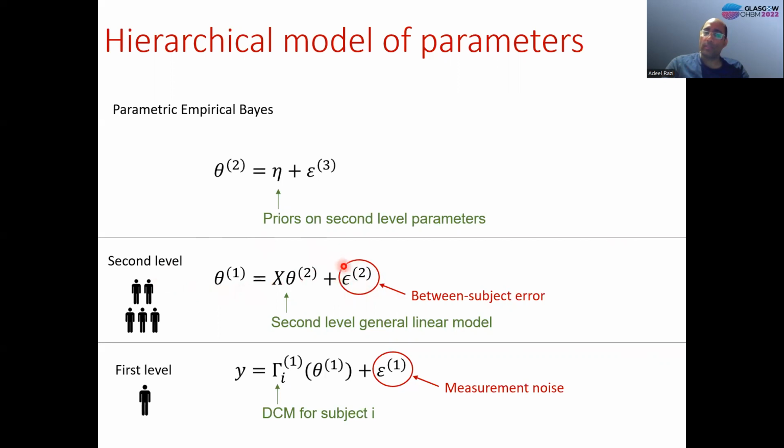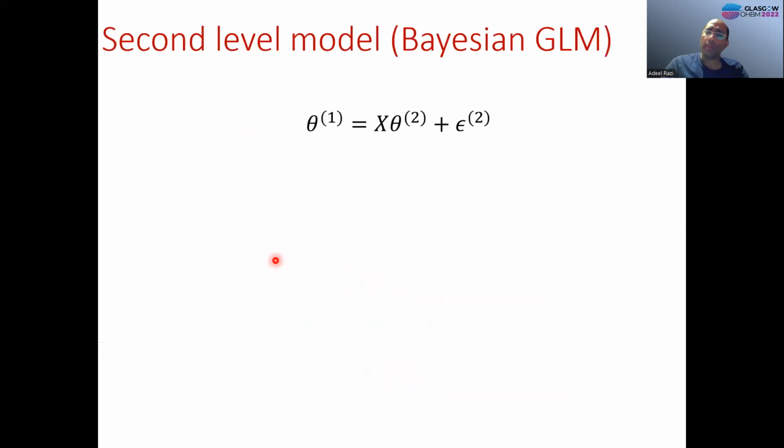So this is a hierarchical model: first level DCMs, and then we go to the group level. At the group level, we also define some priors on these parameters theta, which are the group level effects that we are interested in, and this whole framework is called parametric empirical Bayes. So this is a hierarchical model that we use for group level inference in DCM.